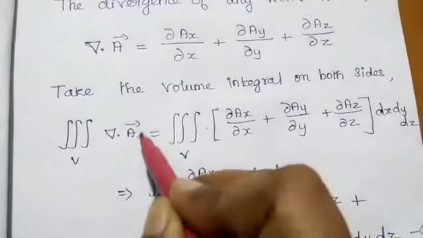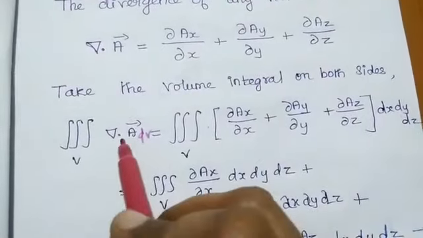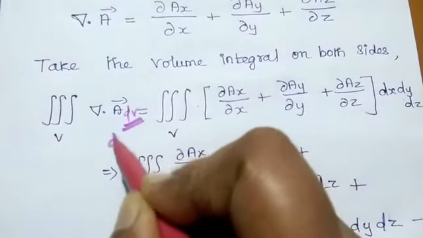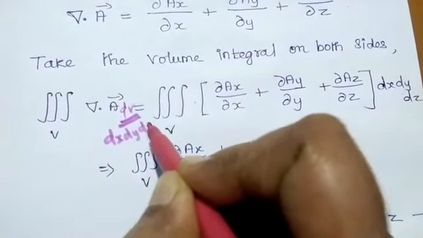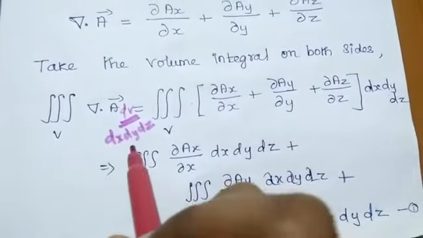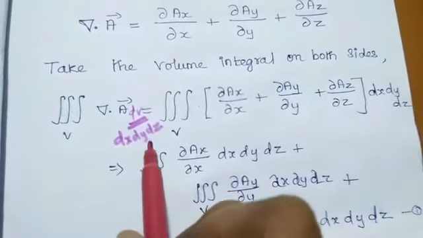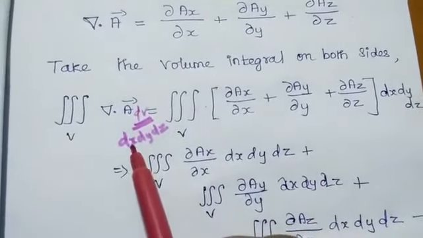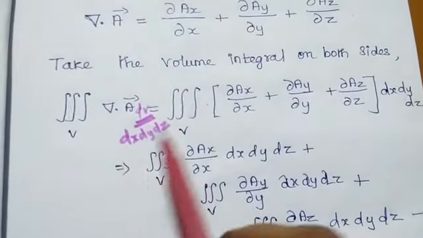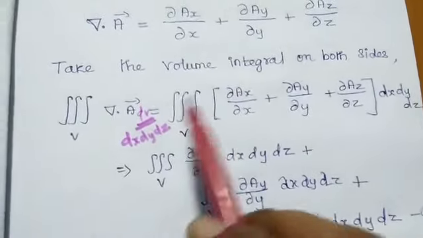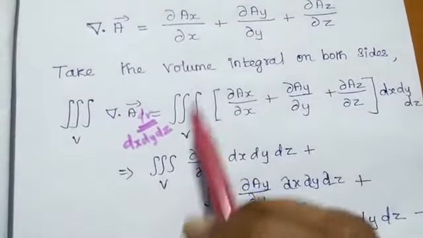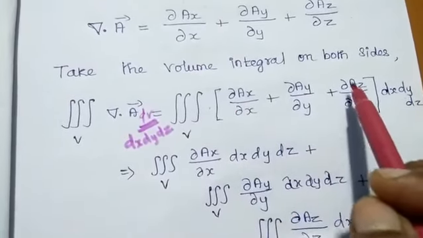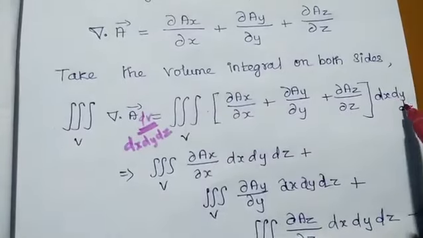So here we can mention dv. The volume integral of del dot A vector into dv is equal to, where dv is nothing but dx, dy, dz. Here we are considering only the Cartesian coordinate system x, y, z. So dv is nothing but dx, dy, dz. It represents these three coordinates. On the right hand side, we can write the volume integral of dou Ax by dou x plus dou Ay by dou y plus dou Az by dou z into dx, dy, dz.